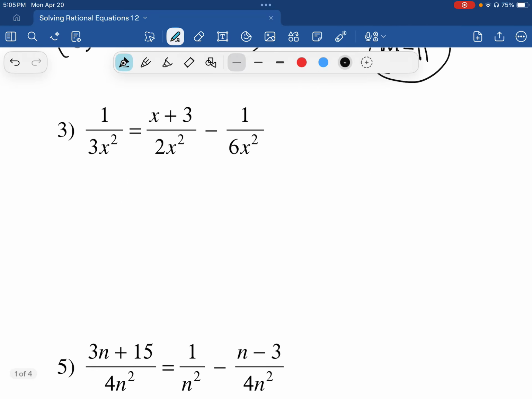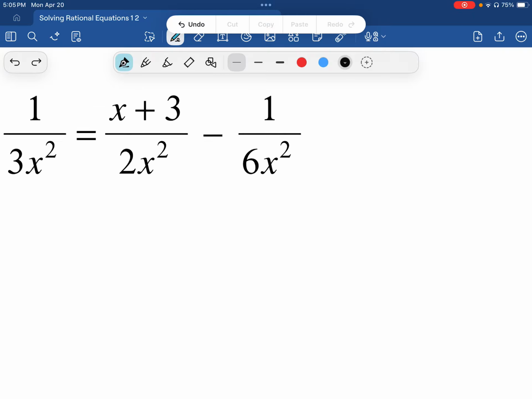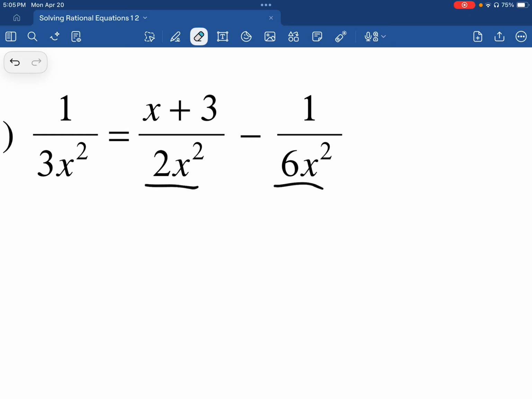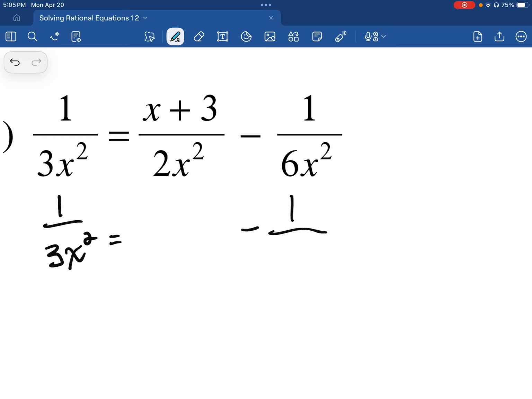In this case, we do have two terms on the right side, but they are not common denominators. We have this 2x squared and this 6x squared. So before we begin our process, let's go ahead and make a common denominator. I'm just going to bring our 1 over 3x squared down. And I know that 2 can be multiplied to turn into a 6. So let's multiply the top and bottom of this by 3.